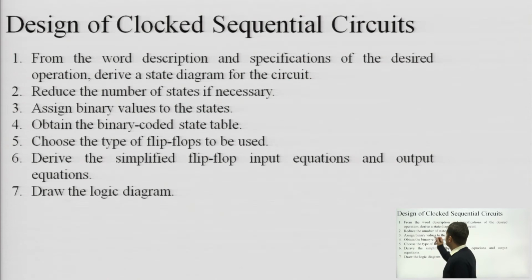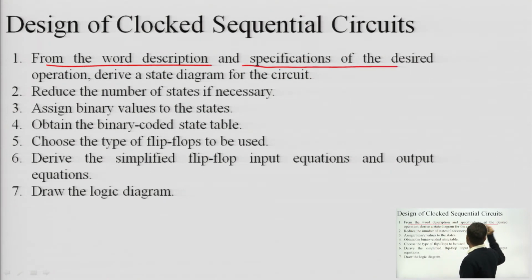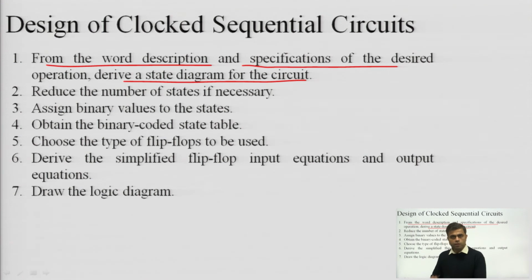Okay. So from the word description and the specifications of the desired operation, we have to derive the state diagram first. First of all, state diagram has to be derived from the description, not from the analysis, but from the description. Then we will see if there is a requirement of state reduction, we can proceed further without checking this as well, but if the states are very many, then we have to do this.